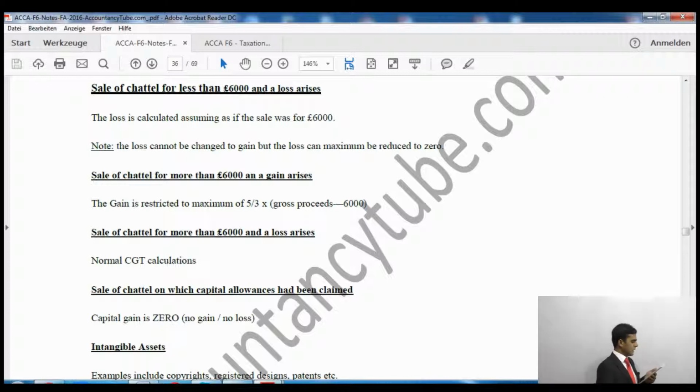So loss cannot change to gain. Loss cannot change to gain, but the loss can maximum reduce to zero. So if it is a loss, we can only maximum reduce it to zero. It cannot go into the gain.